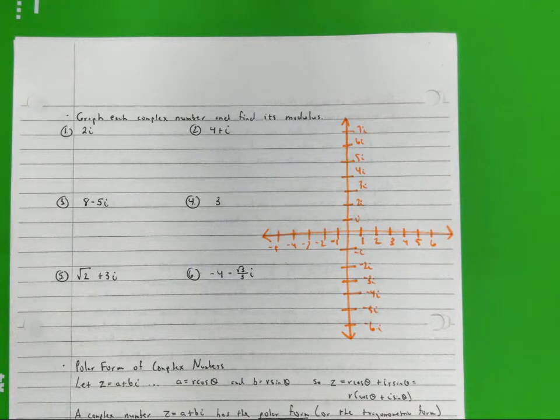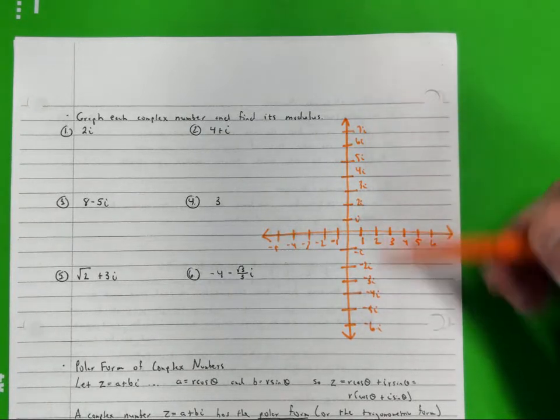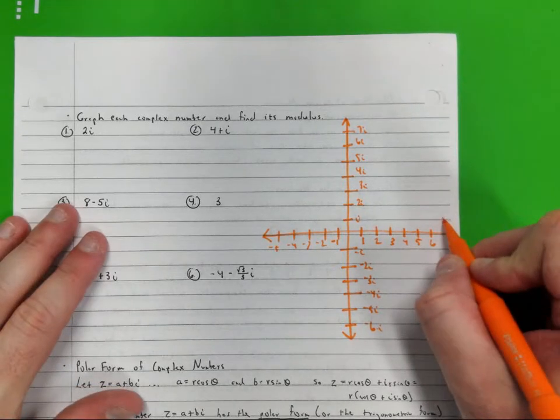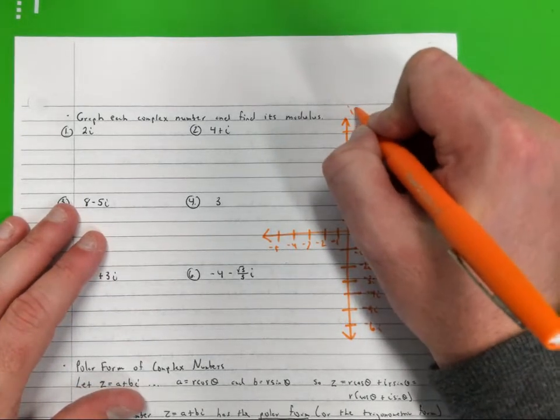So we're on page 14, and we just drew our complex plane. Remember, on the horizontal, this is the real axis. This is the imaginary axis.